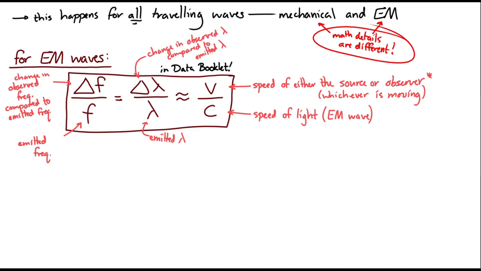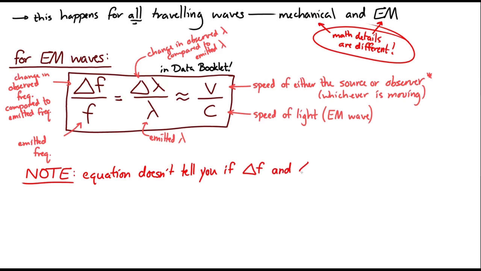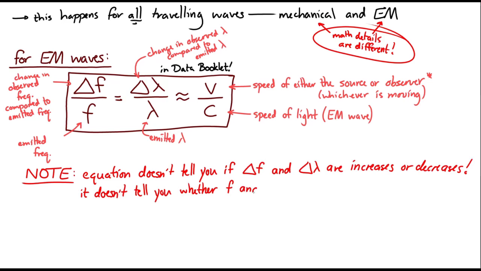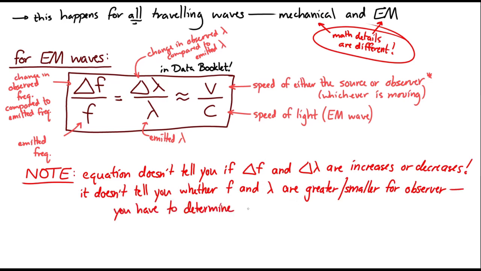Notice, this equation is not telling you whether the change in the frequency or the change in the wavelength are positive or negative. In other words, this equation doesn't tell you whether the frequency is going to increase or decrease compared to its original frequency or original wavelength. So it doesn't tell you everything. You have to determine that based on the situation.